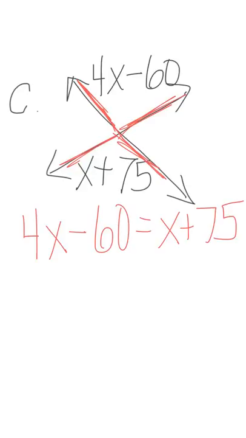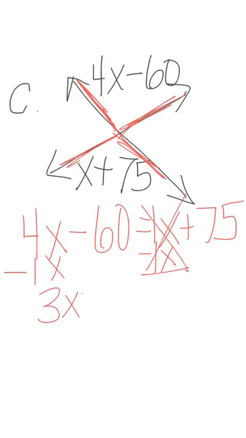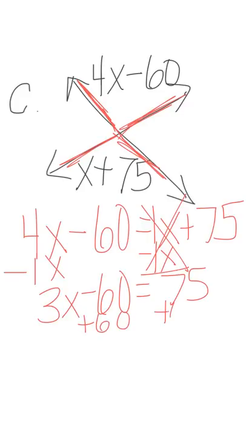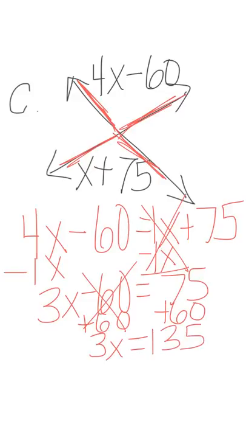So now we need to get the x, or the variable, on the left side. So we're going to subtract 1x from both sides. That leaves us with 3x minus 60 equals 75. Now we need the constants over on the right, so we're going to get rid of the negative 60 by adding 60 to both sides. That leaves us with 3x equals, and then we have 75 plus 60, which is 135.